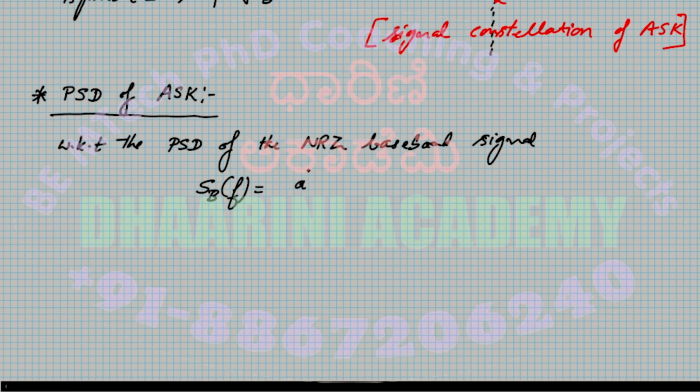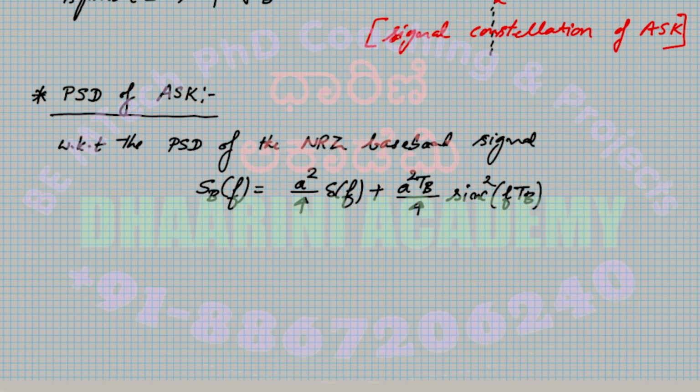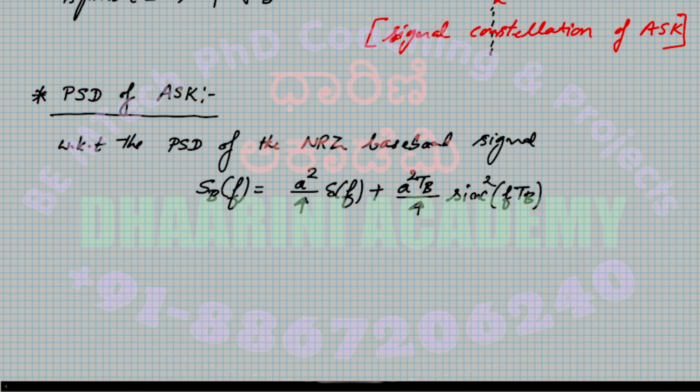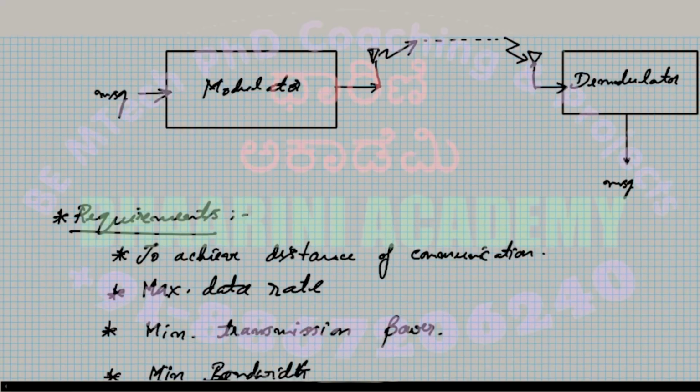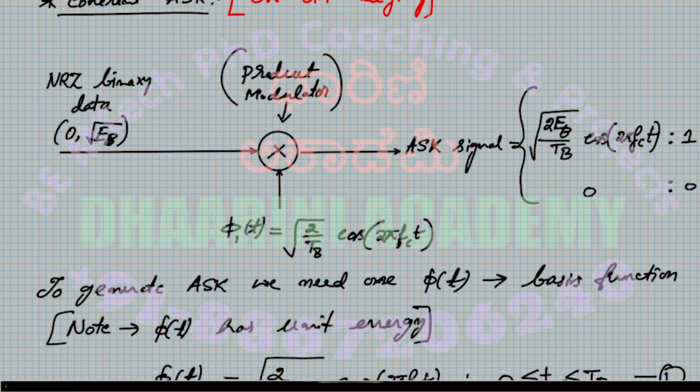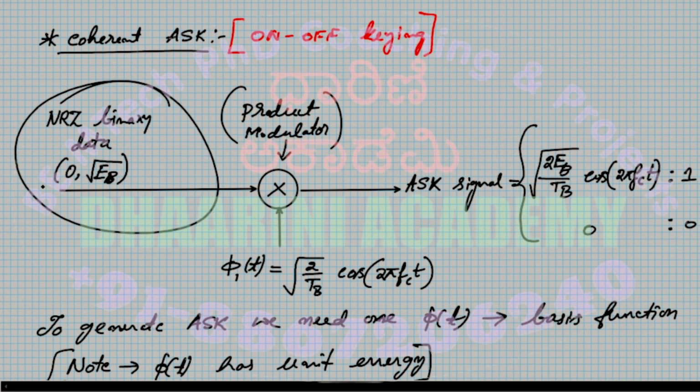It is A square divided by 4 times delta of f plus A square TB divided by 4 into sinc square of f TB. Same thing we derived earlier. If you are not able to recall how you get this, just refer back and you will get the answer. So this is the power spectral density of your incoming signal, the one I just showed you. I'll go back to the same diagram to understand what exactly that is. That's the PSD I'm talking about.